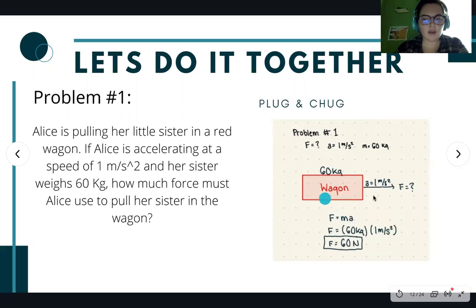So then we have all our free body diagrams. We have what we need to solve for and the information we have. Now we're just going to plug it into our formula. So mass, 60 kilograms, acceleration, 1 meter per second squared. 1 times 60 equals 60. So force is 60 newtons. Just a reminder, a newton is a kilogram times meter per second squared.